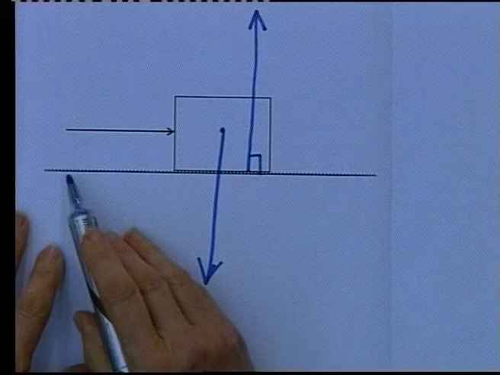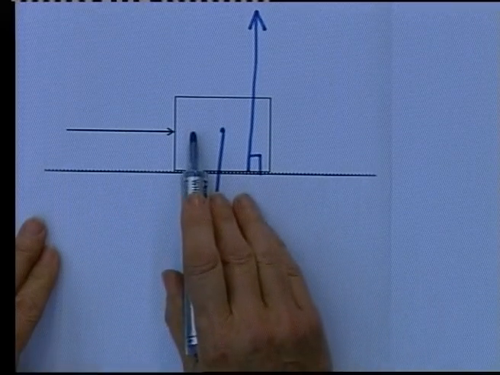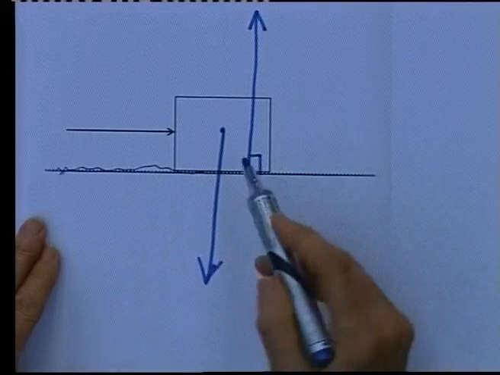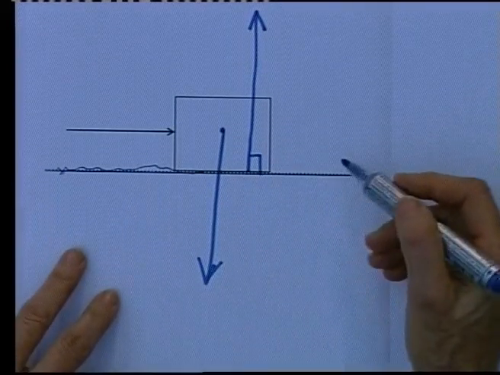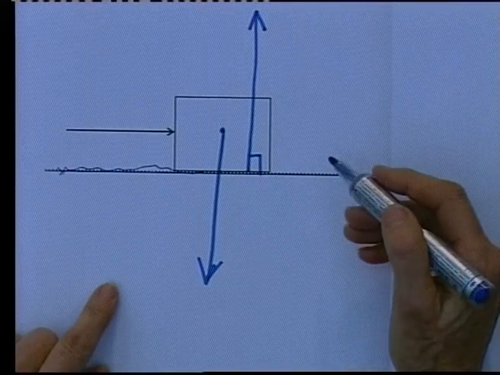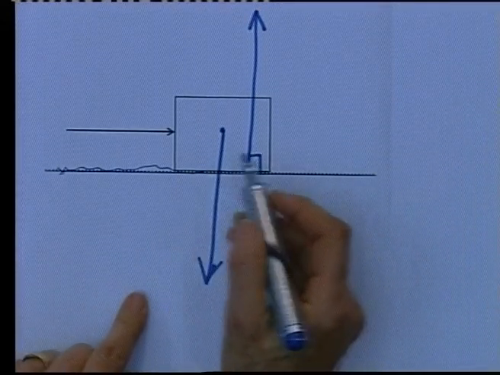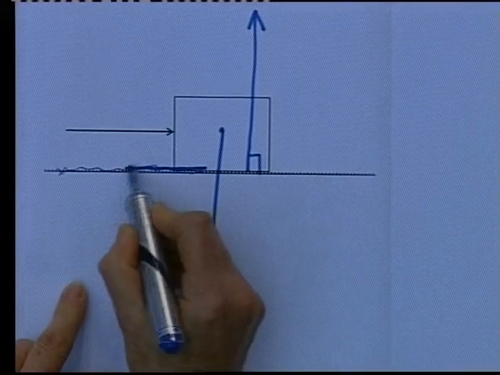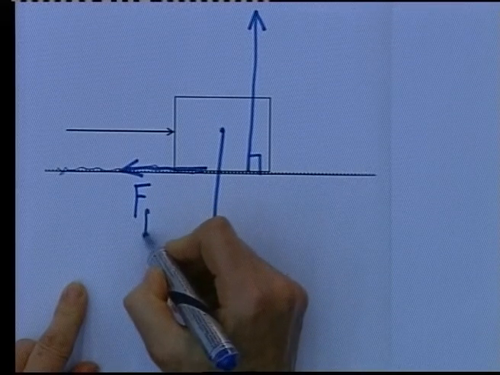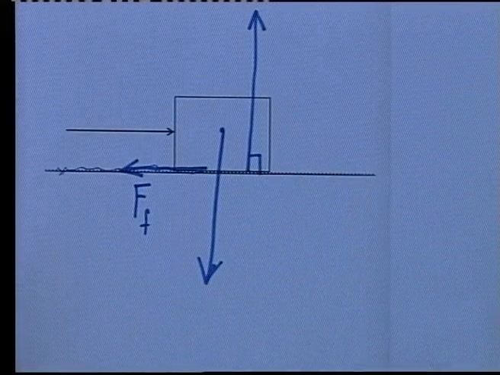Oh yes, remember what I said, that you're pushing this crate across a rough surface. So in other words, if something is moving across a rough surface, it experiences friction. And friction is always, always opposite to the direction of motion. So the frictional force will be in that direction.